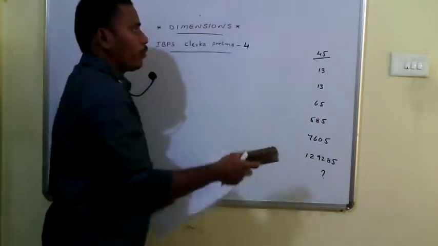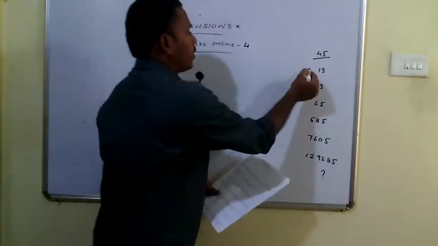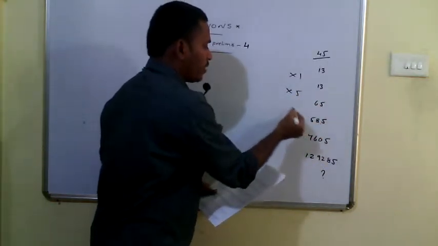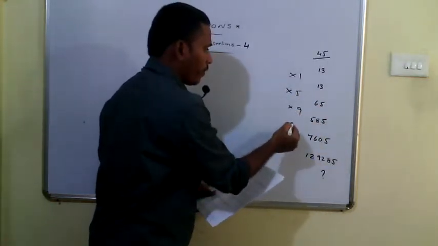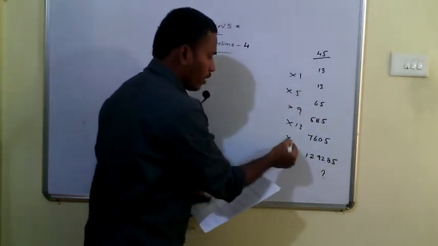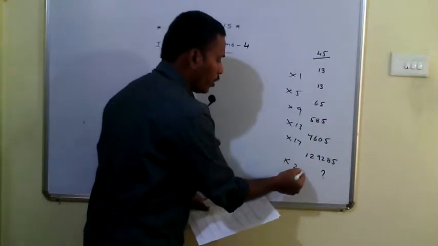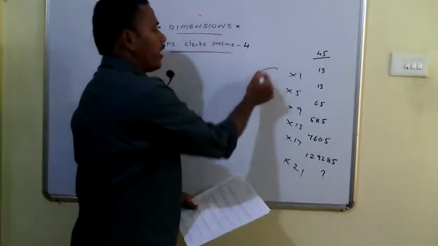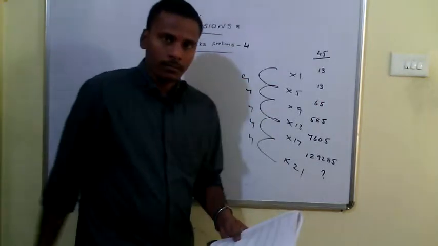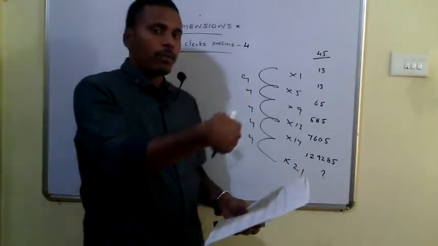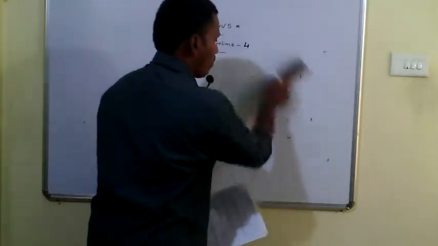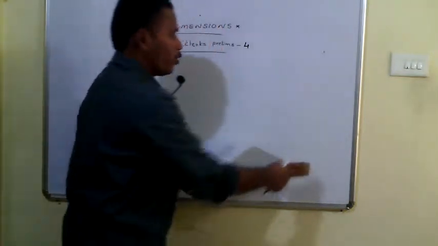For the 45th problem, 13 into 1 is 13, 13 into 5 is 65, and then 65 into 9 is 585. 1, 5, 9, and then into 13 will give us this number, into 17 will give us this number, so into 21 will give us the next number. The difference between these numbers is 4, 4, 4, 4, 4, like this. So with a difference of 4, we need to multiply the previous number with the next number. There ends the series questions from 41 to 45.